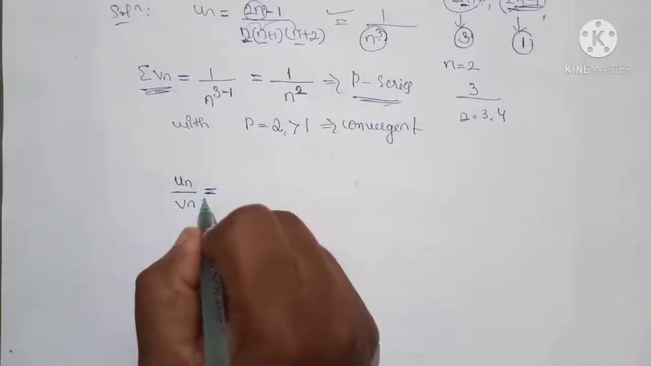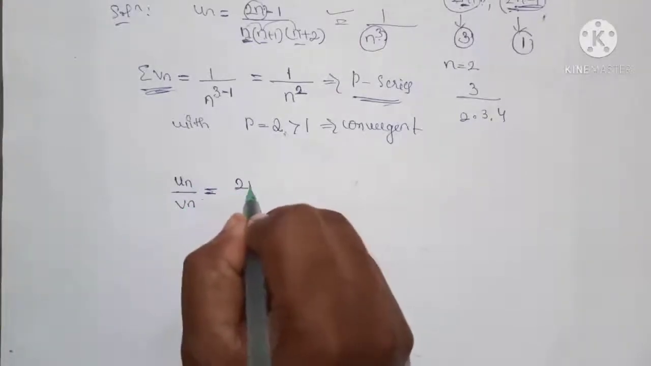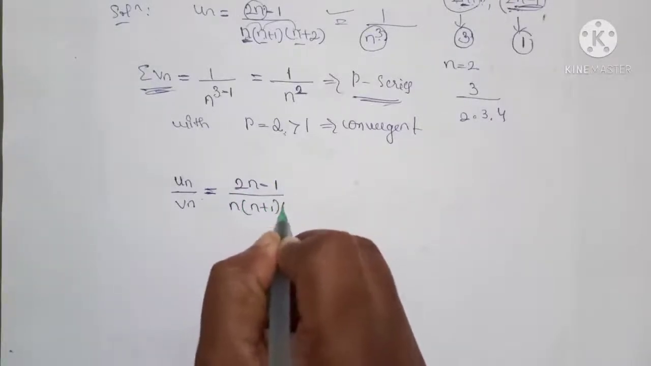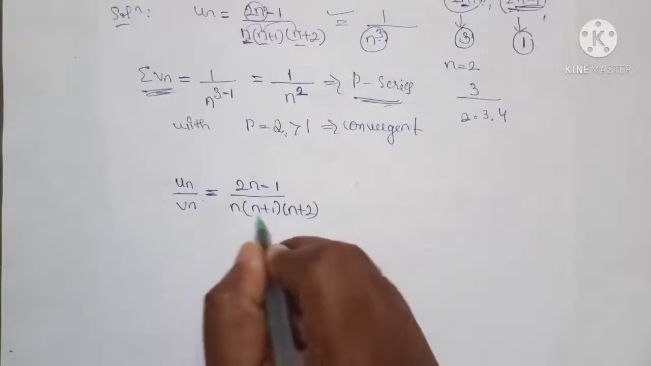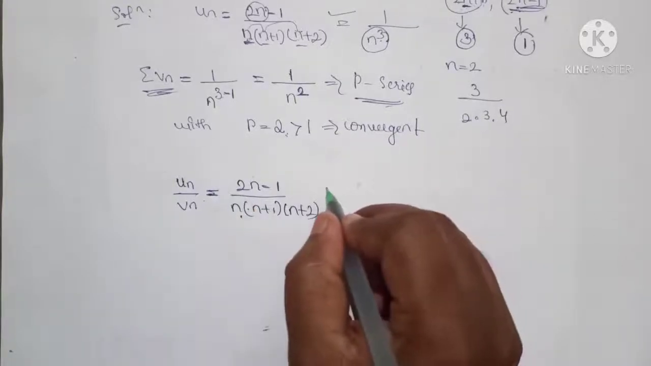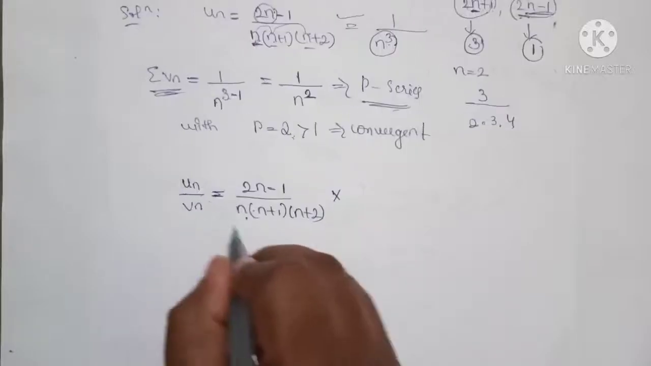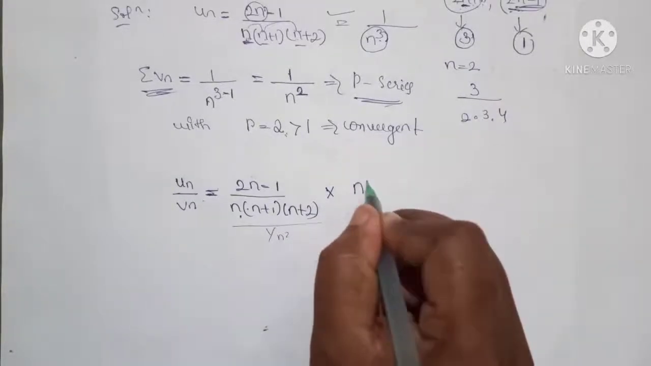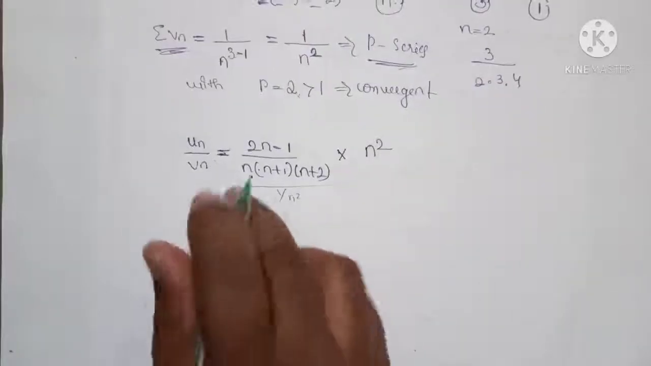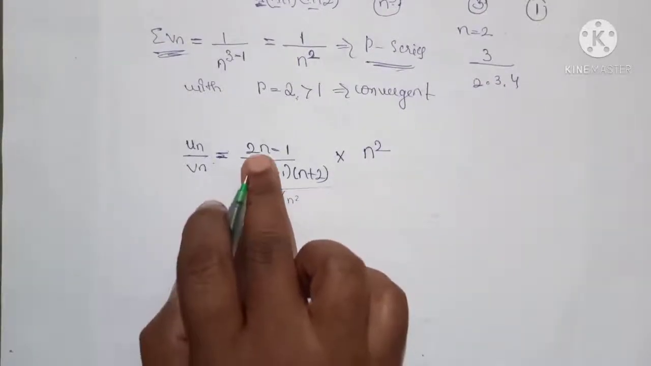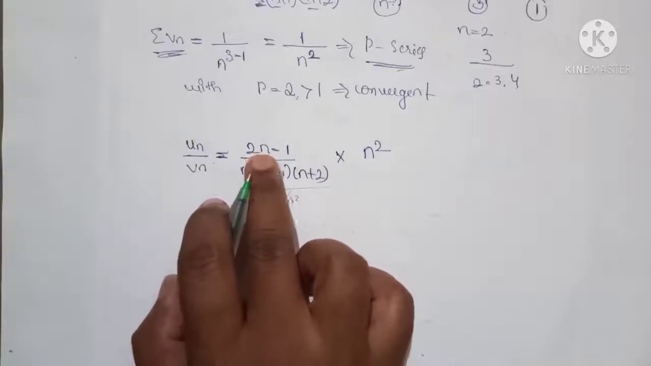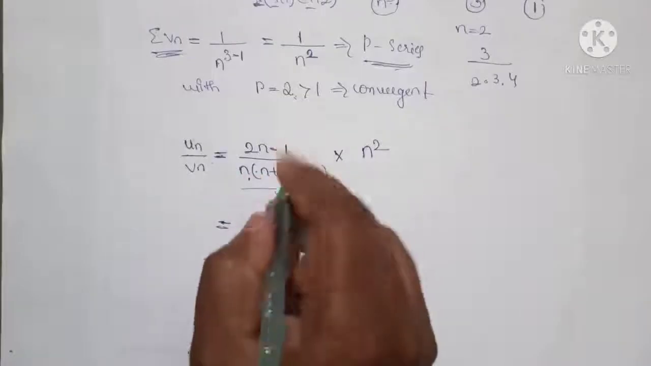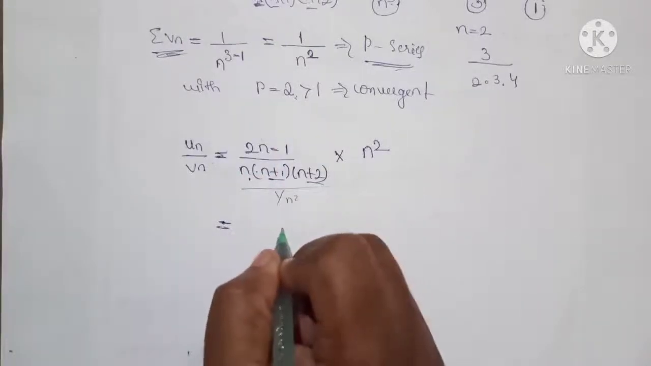Now un is equal to (2n minus 1) divided by n into (n plus 1) into (n plus 2). So this is the un value. After cross multiplying, that is substituting the value of this Vn, we get 1 divided by n square. Cross multiplying, we get n square. Now if I apply the limit directly, we get again infinity divided by infinity, that is n is equal to infinity here. Therefore we have to take n common from these two brackets.